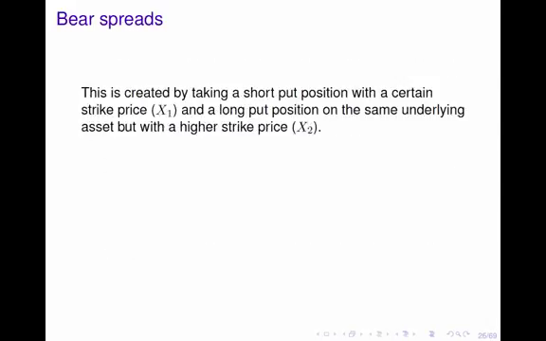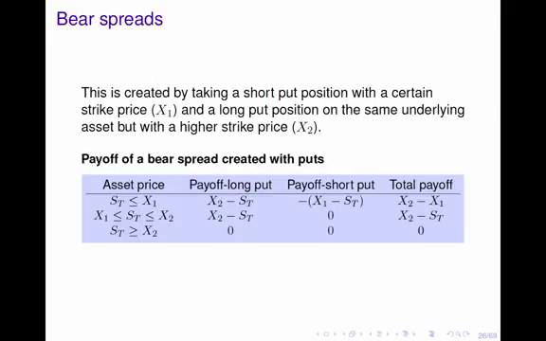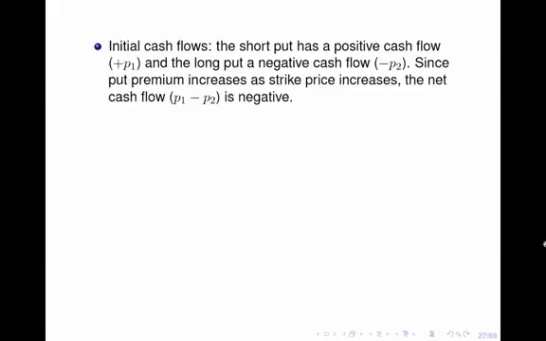Now let's introduce bear spreads. A bear spread is created by taking a short put position with a certain strike price X1 and a long put position on the same underlying asset but with a higher strike price X2. With the same analysis as what we have done for the bull spread, we obtain the following payoff table. Let P1 and P2 be the premiums of the two put options respectively. Then, the short put has a positive cash flow plus P1, and the long put has a negative cash flow minus P2. Since put premium increases as strike price increases, the net cash flow P1 minus P2 is negative. Thus, a bear spread requires an initial investment as well.